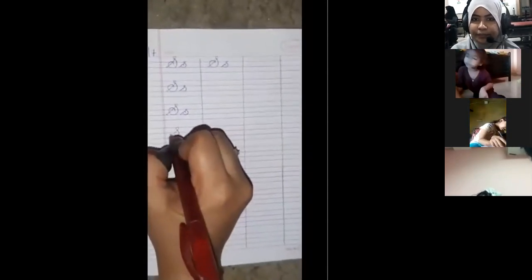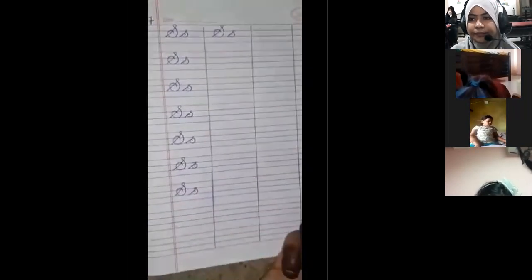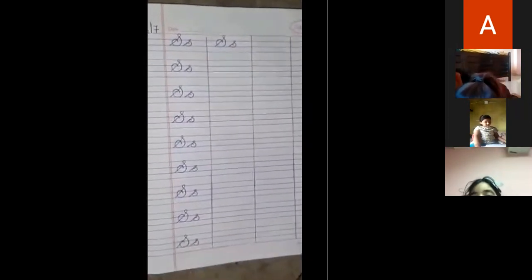Cursive capital S, cursive small s. Now, last line for the first column, cursive capital S, cursive small s.